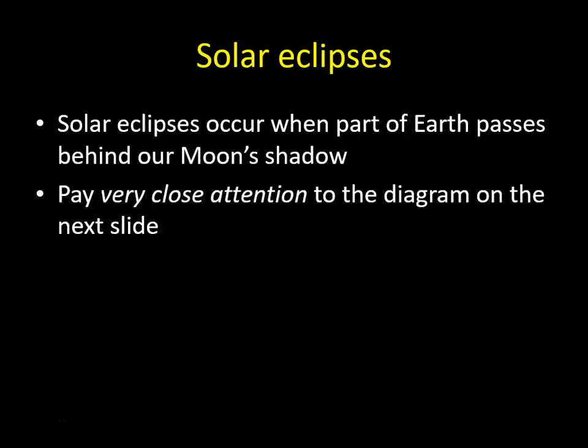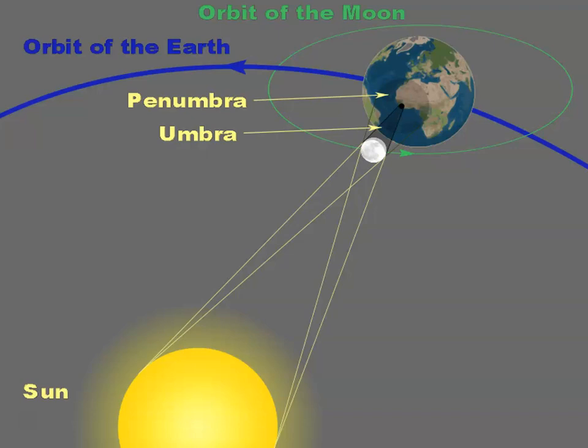Okay, so time to talk about solar eclipses. You need to pay very close attention to this next slide. A solar eclipse happens when all or part of our sun's disk appears to be hidden by our moon, as viewed from someplace on Earth. So there are some terms you need to know here. Notice that we have the moon here, and there is a certain area on the surface of Earth where it's quite dark.